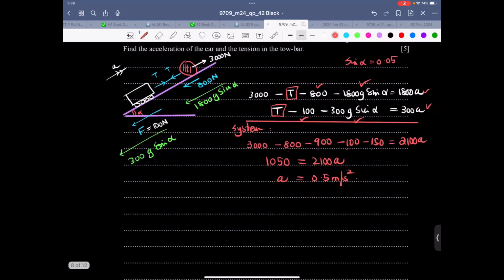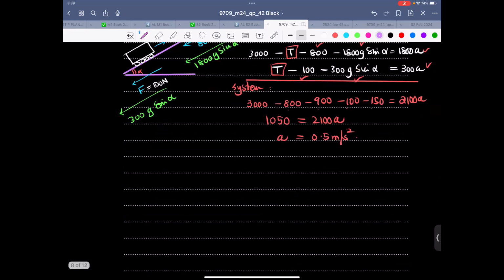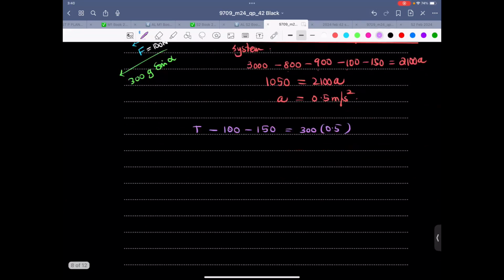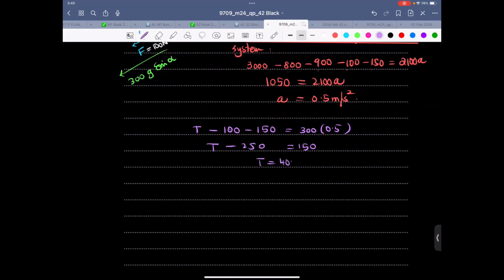And the tension in the tow bar, so let me plug it in equation number 2, this one. So T minus 100 minus 150 is equal to 300 into 0.5. So this is 150, and T minus 250 is 150. Therefore, T comes out to be 400 Newton. That is the tension in the tow bar.